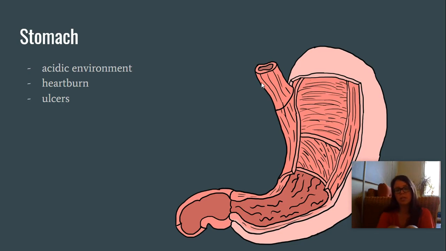It is very muscular. It has multiple layers of muscle and then is like a hollow sac on the inside, full of hydrochloric acid and pH about 2.